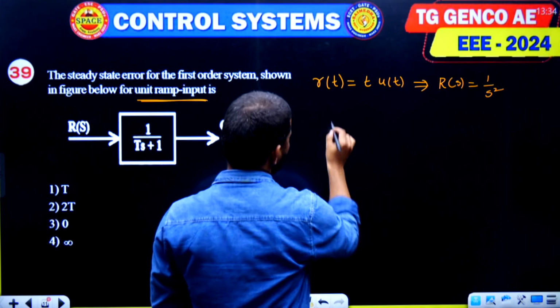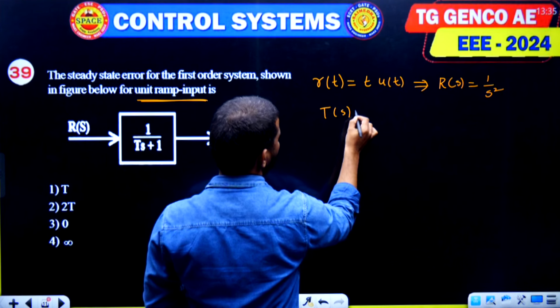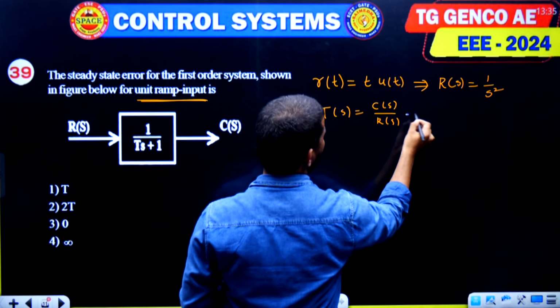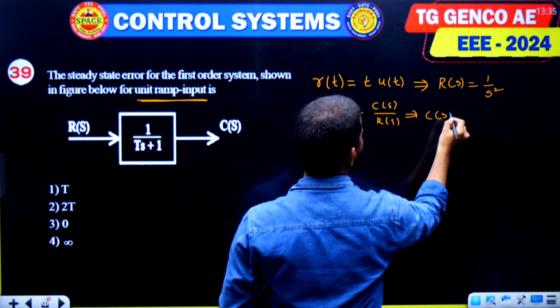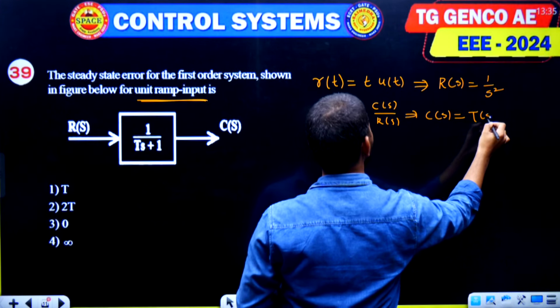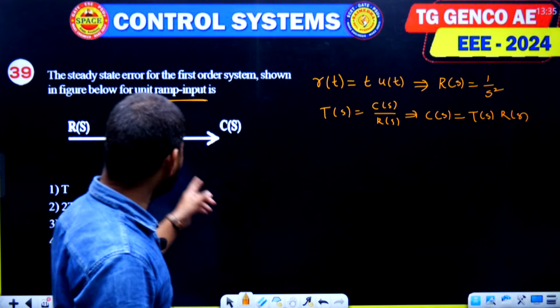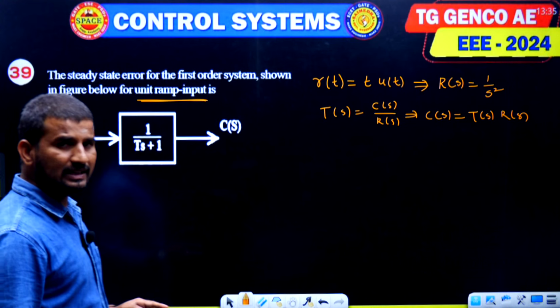We all know the transfer function here. The transfer function T of S is always C of S by R of S. By using this, we can easily find out C of S. C of S is nothing but T of S into R of S. Here T of S is given as 1 by T S plus 1.